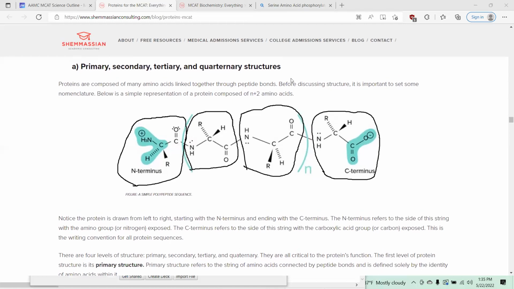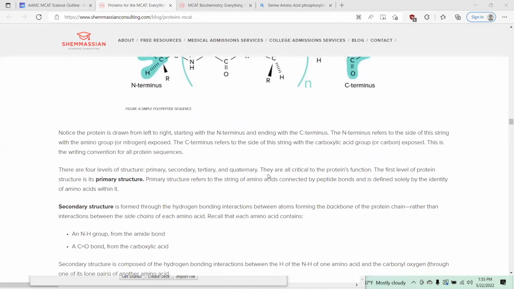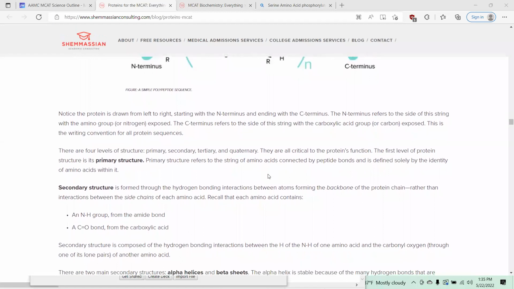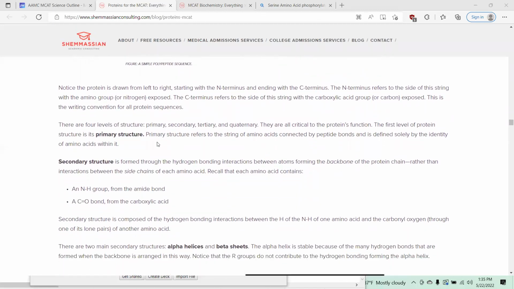Okay, great. So the N terminus refers to the side of the string. C terminus, yeah, we talked about that. Primary structure. Okay, so structure is super important. Protein structure is very, very important.